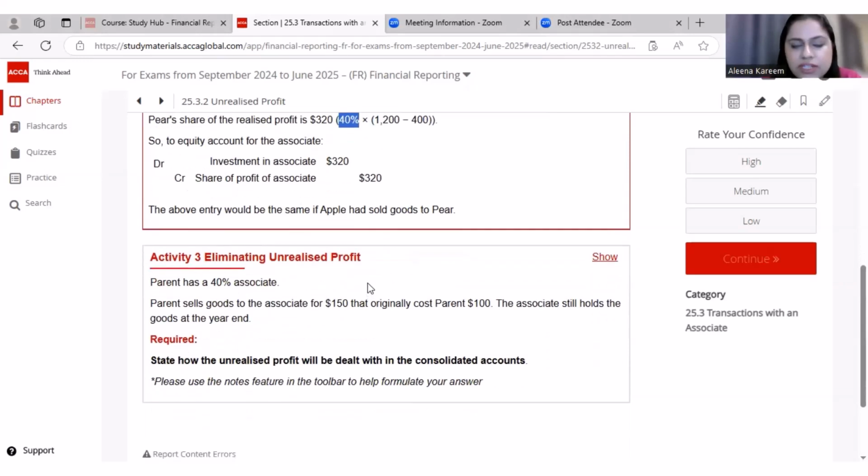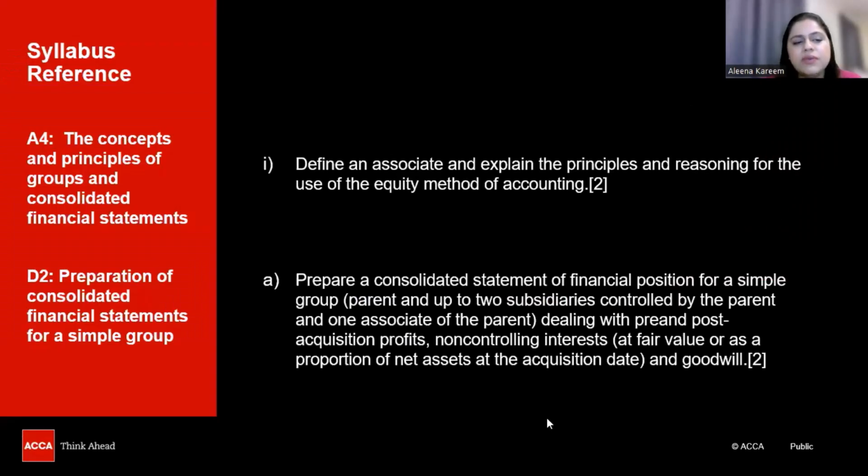There are further questions also available with respect to the treatment of unrealized profit. Please go through them. There is a lot of material available for your support. Now it's on you to make good use of it. Let's move back to our presentation. So here we were at the discussion of the syllabus.